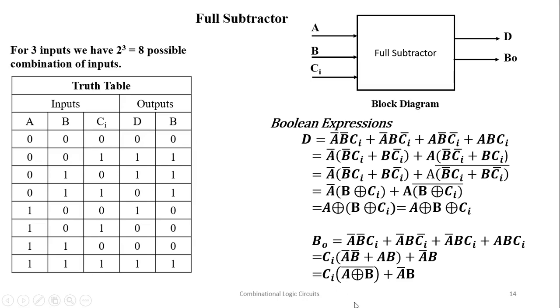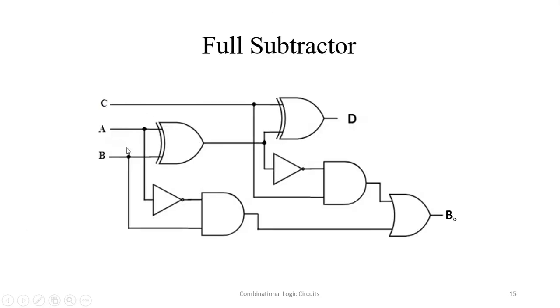The expression of D is the same as that of the full adder, and for B naught there is a little difference. In the borrow output, if we compare it with the carry out in full adder, this is complemented and this is complemented. To implement this, we have A, B, and C, and A is complemented. So this is A bar B, and this is A exclusive OR B complement, and this is C. They are ANDed, and the output is ORed. So this is the implementation of the full subtractor.